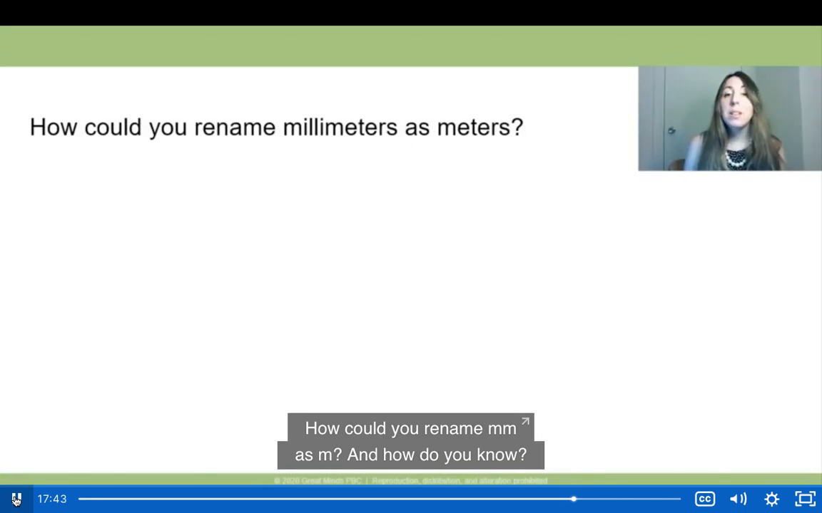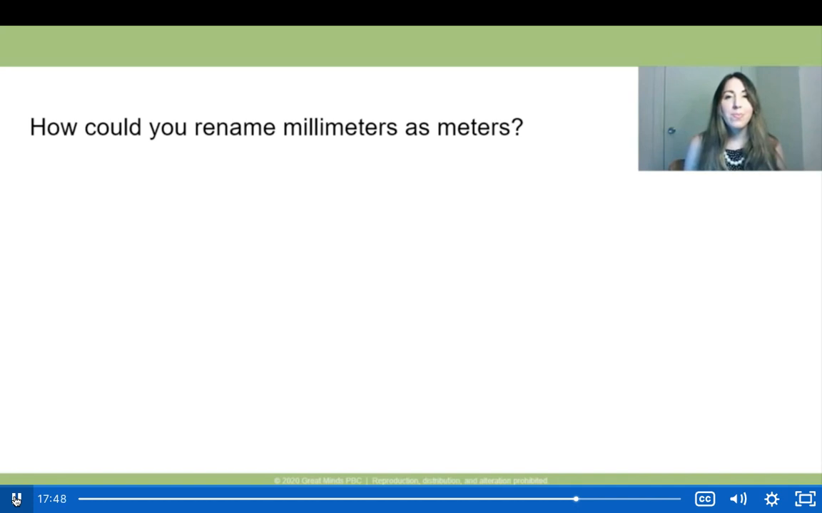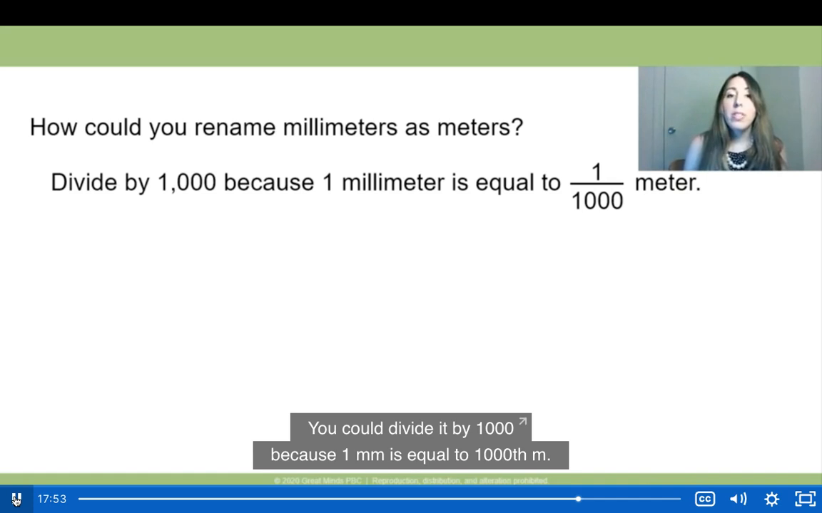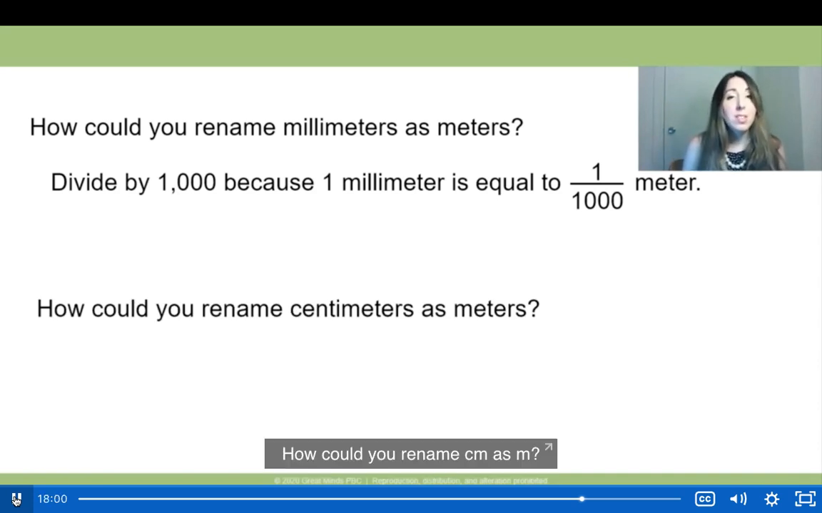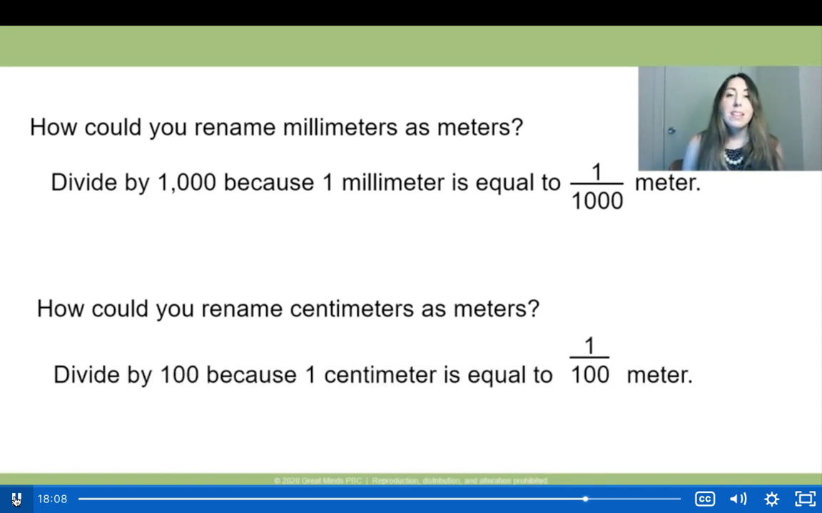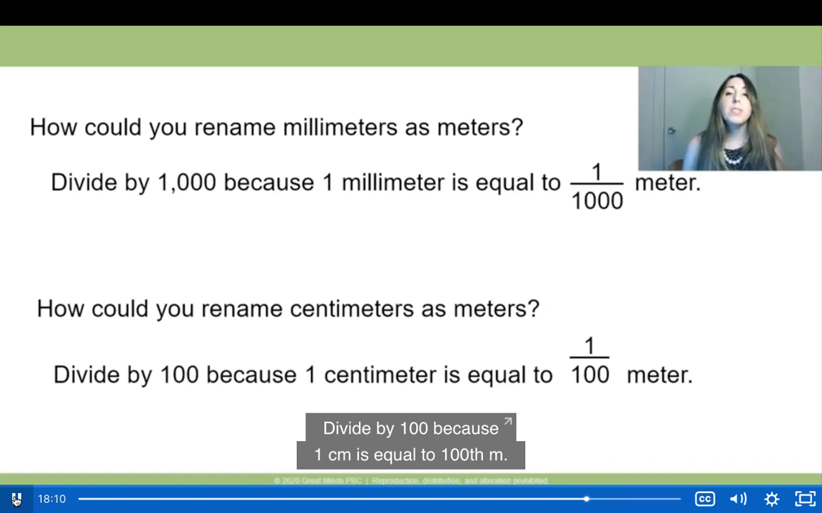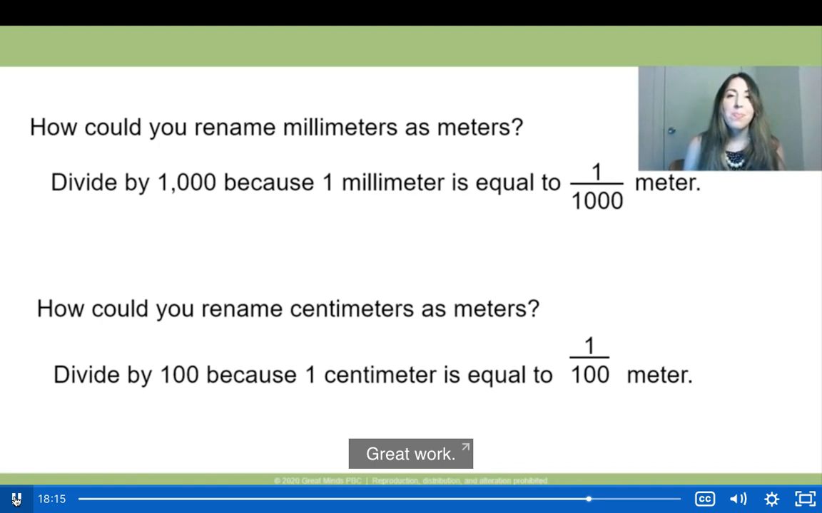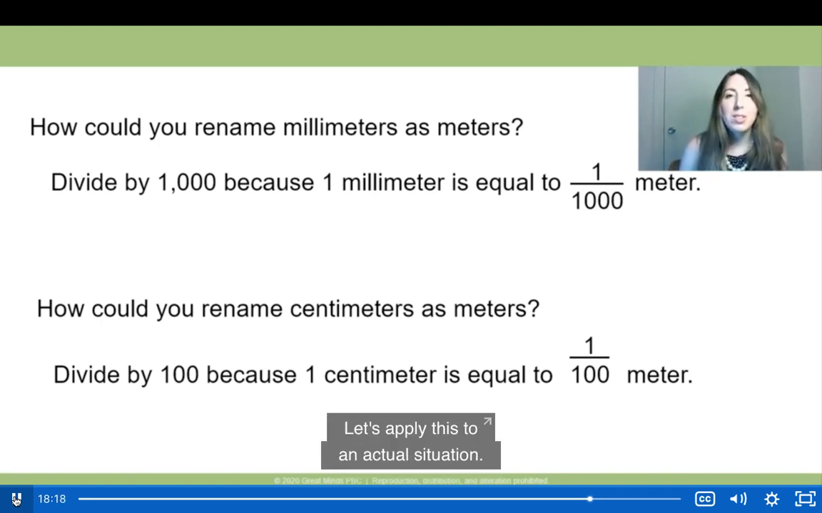How could you rename millimeters as meters? And how do you know? You could divide by 1,000 because 1 millimeter is equal to 1,000th meter. How could you rename centimeters as meters? Divide by 100 because 1 centimeter is equal to 100th meter. Great work. Let's apply this to an actual situation.